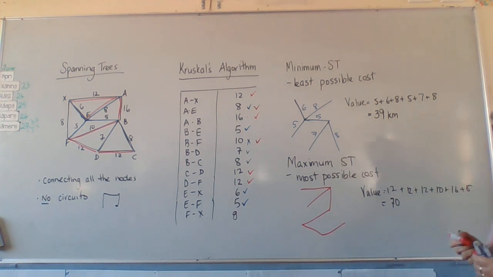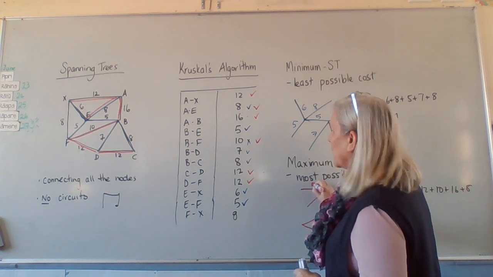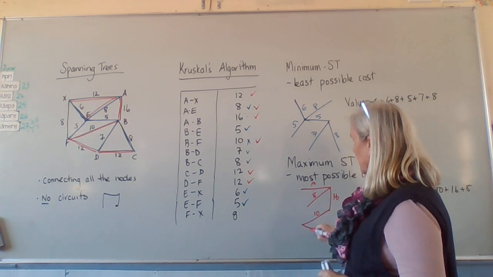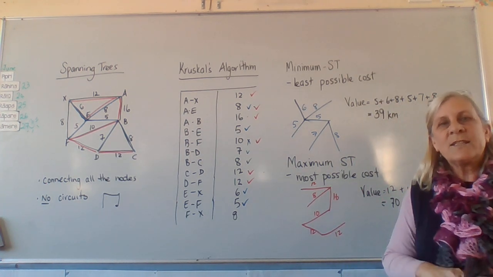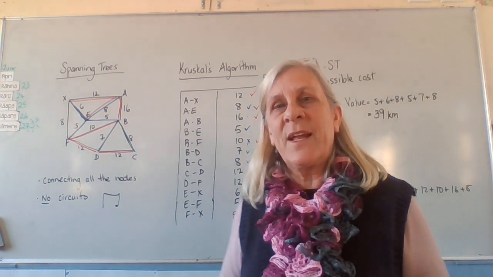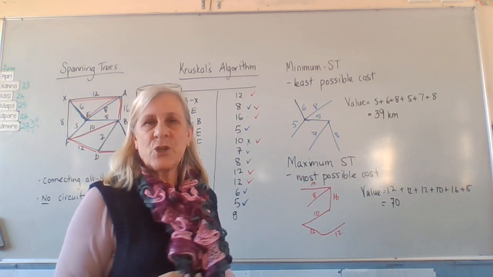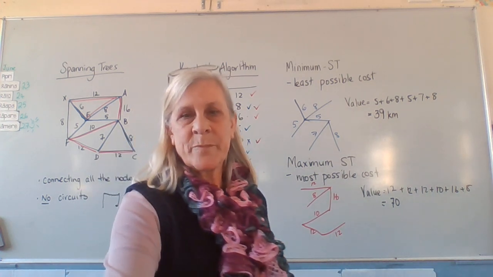All right. So what we are drawing here is the spanning tree. 12, 16, 8, 10, 12, 12. Okay, so we are trying to get either the minimum value or the maximum value, and you have to read it correctly to be able to actually determine those things. Any questions?